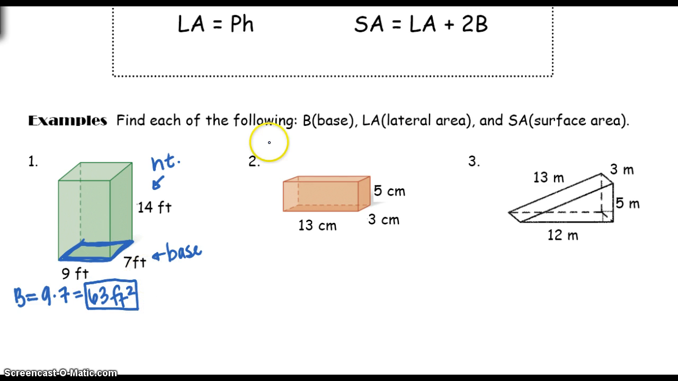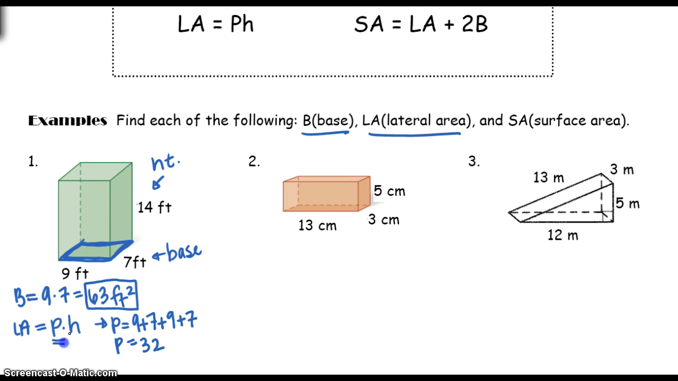Now they also want to know what is the lateral area. So the lateral area is the perimeter of the base times the height. Well, we got to find the perimeter first, right? So using this blue base right here, and I like to just put a little arrow and then work out my perimeter, it would be 9 plus 7 plus 9 plus 7, right? Because you want to go all the way around. So 9 plus 7 plus 9 plus 7. And if I add all of that up, I end up getting 32. So you're going to have to find your perimeter first.